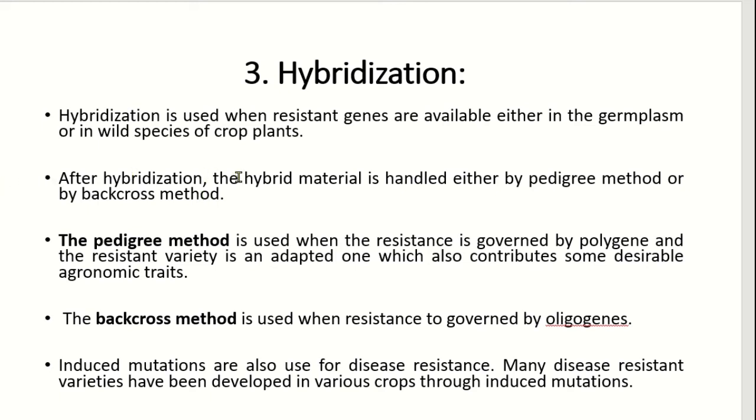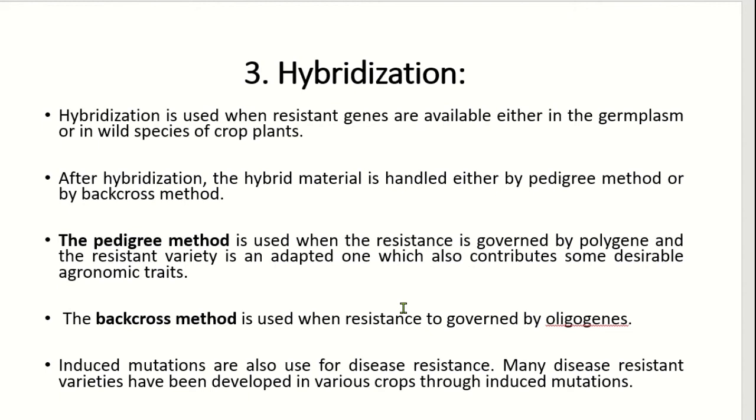So when the hybridization is done, the transfer of genes from one parent to another can be done by the backcross method, which is the easiest method, and it can also be done with the pedigree method. When it comes to transfer of multiple genes, the pedigree method and backcross method are used. Why multiple genes? Sometimes disease resistance is not controlled only by a major gene. Sometimes it is controlled by two genes, sometimes by more than two genes.